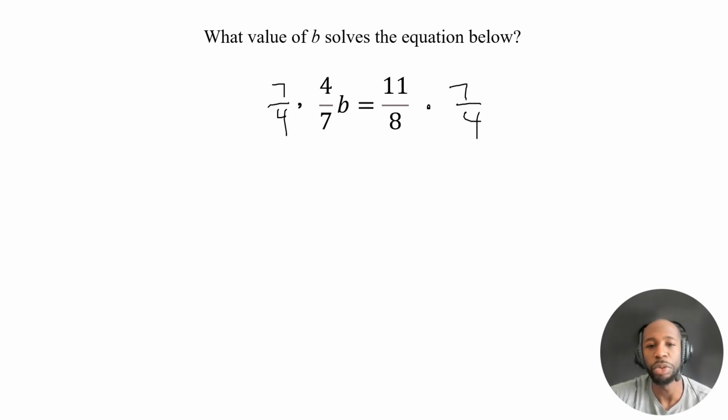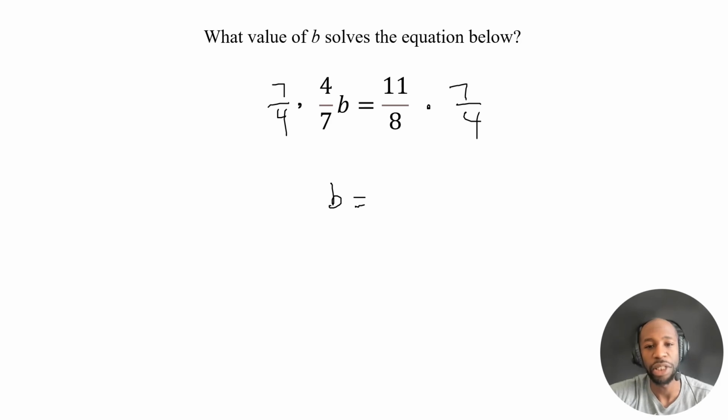Remember, the goal is to move that from this side to that side, and the way you do it is, if it's something being multiplied, you're going to turn it into 1 basically. That's what we do by multiplying by the reciprocal. But whatever you do to one side, you do to the other side. That's where the movement comes from. So 7/4 times 4 over 7 is just 1. So you're just left with 1b, or just b, on this side.